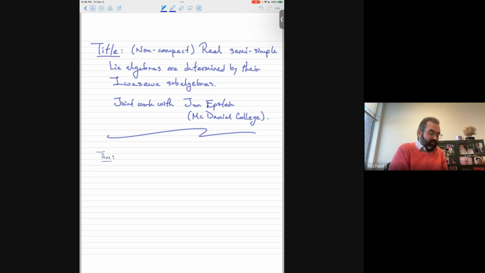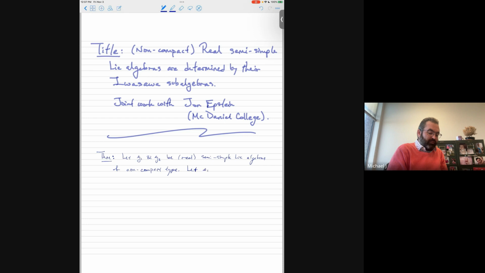I'll state it at the Lie algebra level. You could state it at the group level, but here it is. Let G1 and G2 be real semi-simple Lie algebras of non-compact type, and I'll remind everyone what this means in a little bit. And then I want to consider their Iwasawa subalgebras. I'll remind everyone the definition of this later in just a moment.